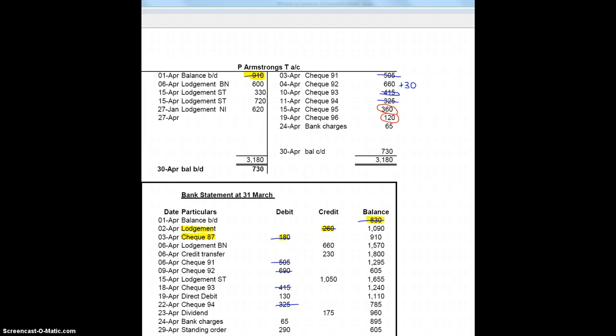And the bank charges are there, 65 versus 65. And now I look at the lodgements here. Lodgement B in was 600, here B in was 660, so this should have been plus 60.